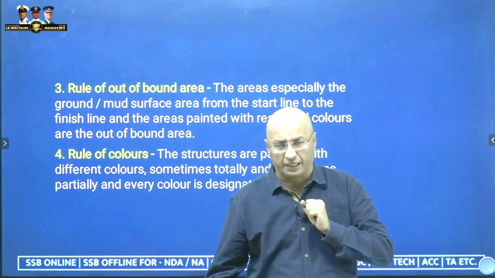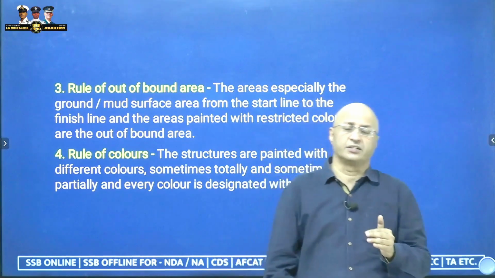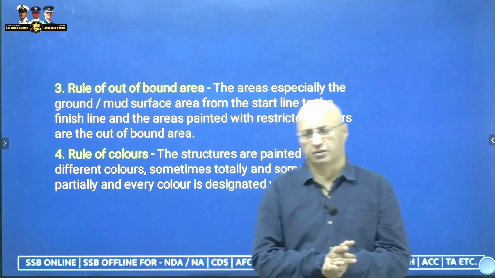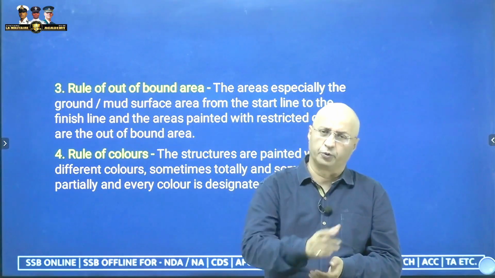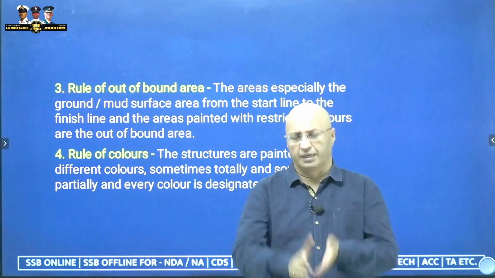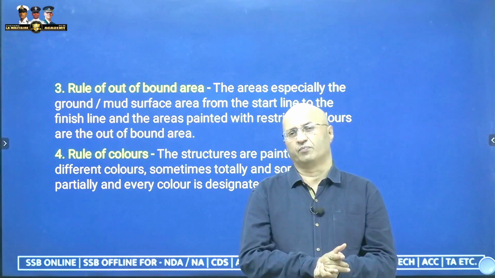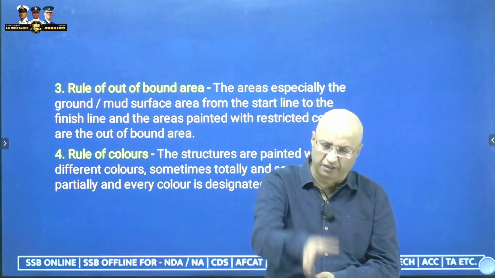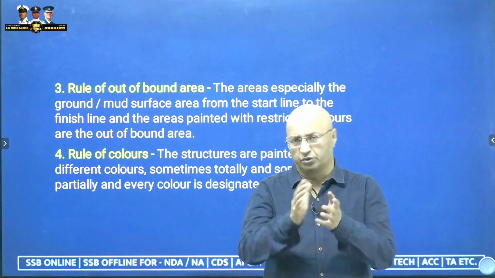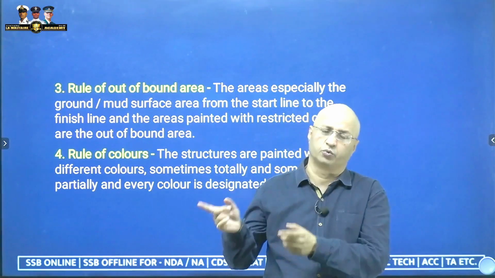For example, black color. Black color is considered an extension color. What do you mean by extension color? Suppose there is something red and the lower portion till the ground is black. That means the entire thing is red. If there is white and the lower portion is black, that means the entire thing is white. They do tell that, but listen to what he is saying.